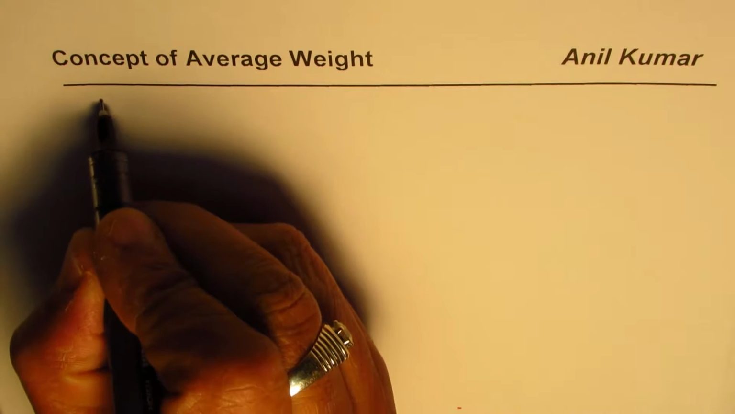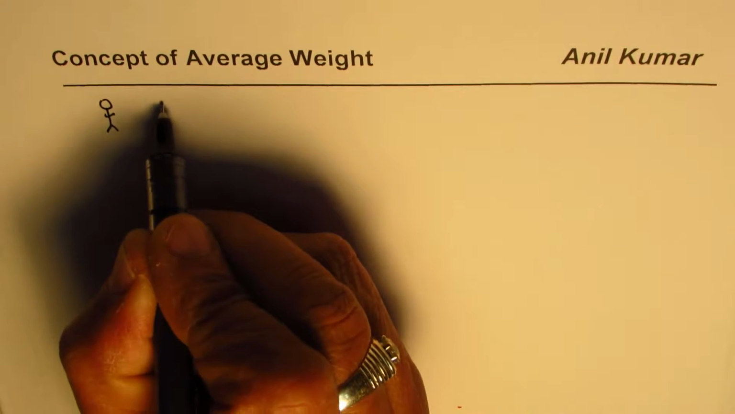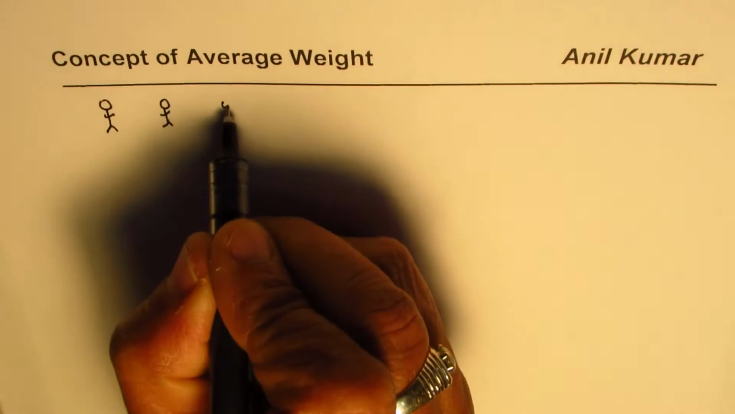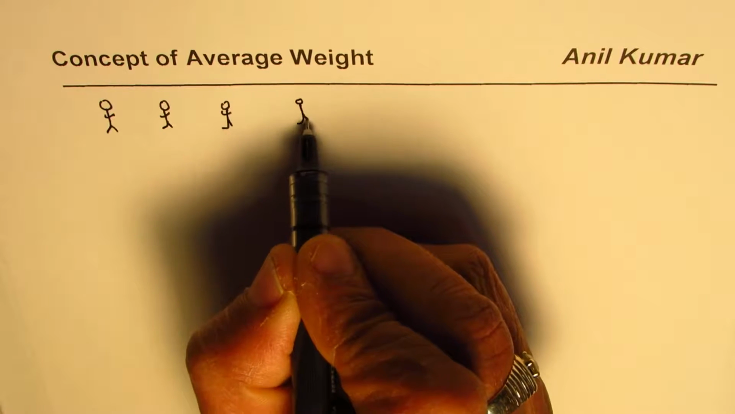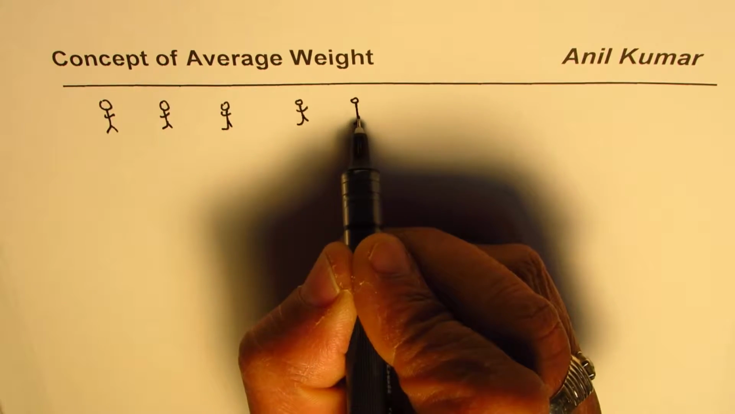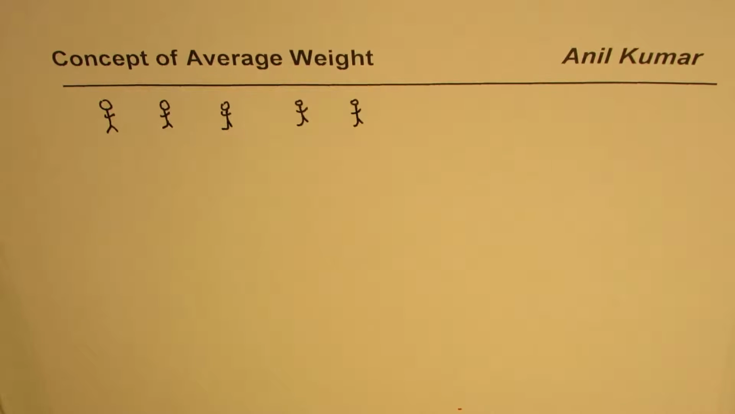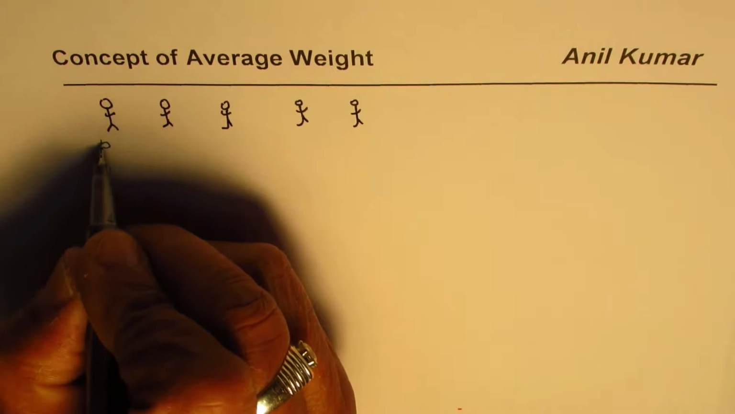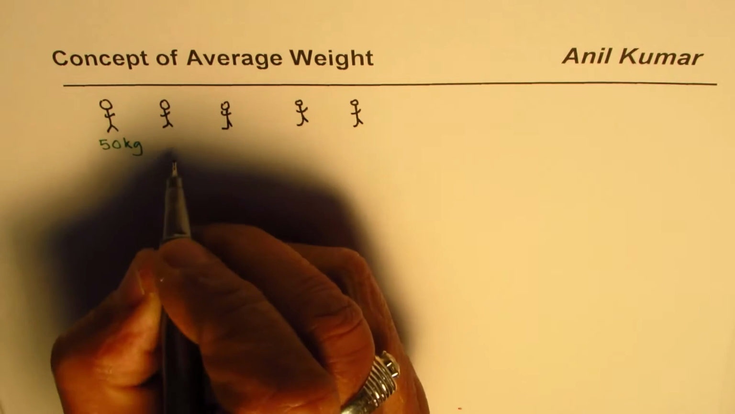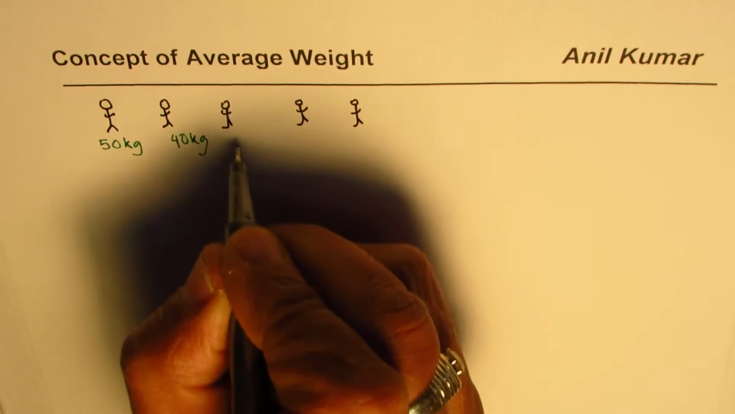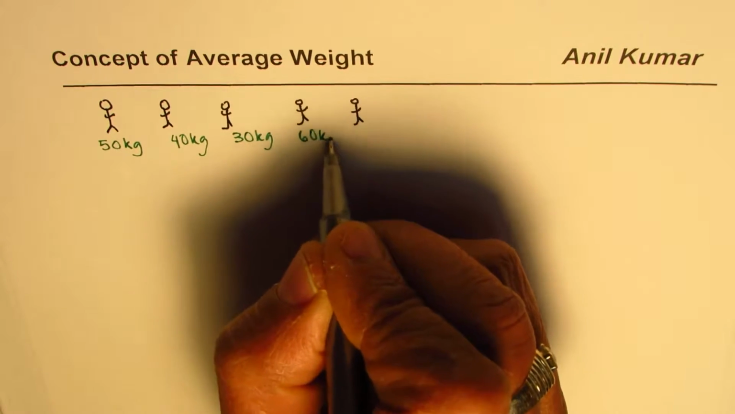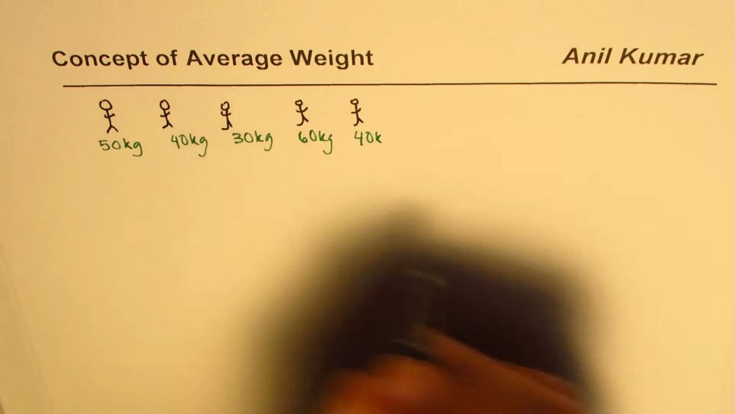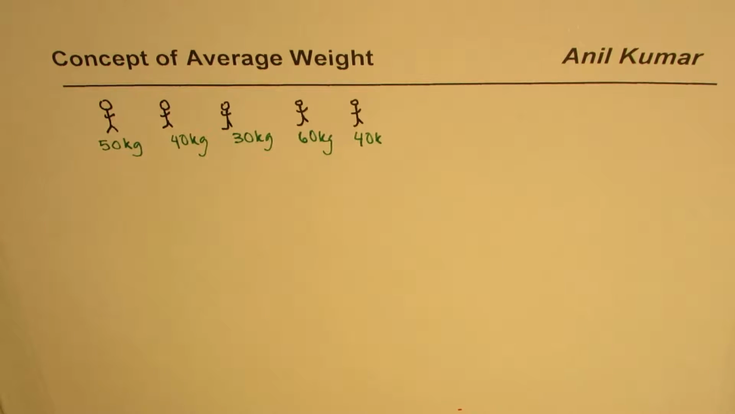Now let us say we have 5 persons. Let me draw them in a straight line. And these persons have different weight. Let's say this person is 50 kg, the other one is 40 kg, and then we have somebody with 30 kg, somebody with 60 kg, and somebody with 40 kg. Let's say these are the weights of 5 people. Now the question is, what is the average weight?